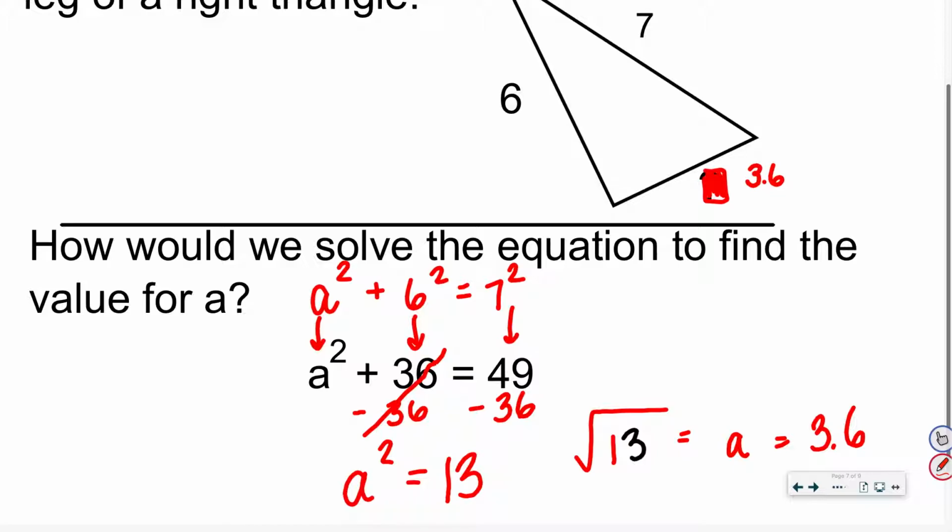If one leg is 6 and the hypotenuse is 7, does it meet our criteria? Is it smaller than 7? Yeah. And if I did the calculation, 3.6 squared plus 6 squared would give me 7 squared. So our side length here, our leg, would be this.